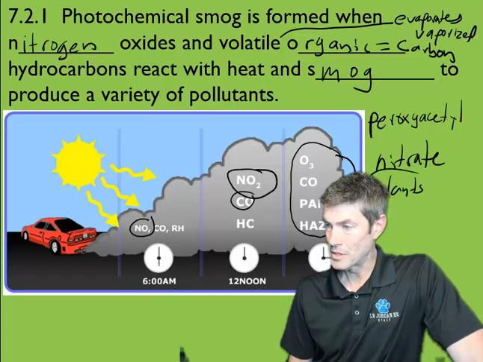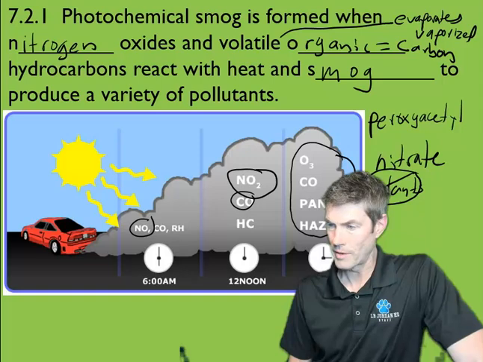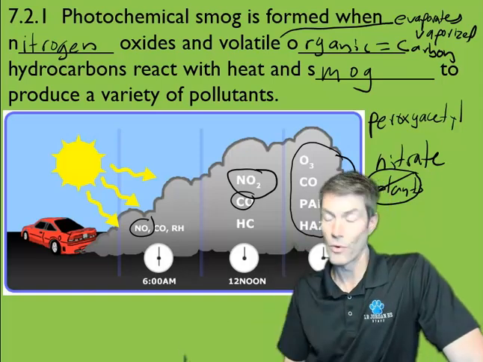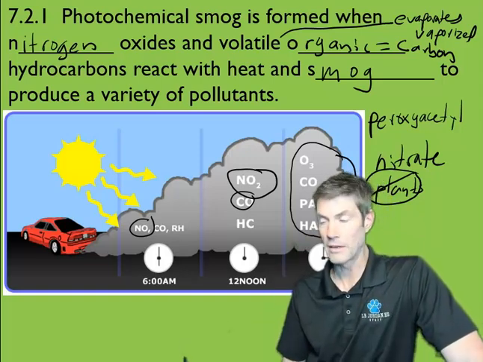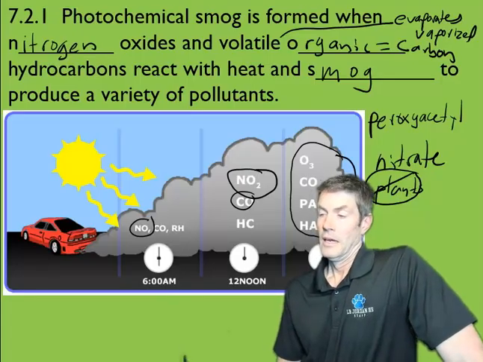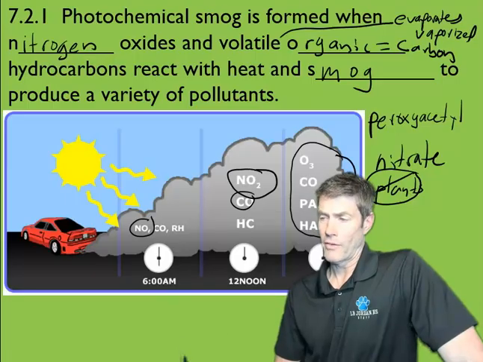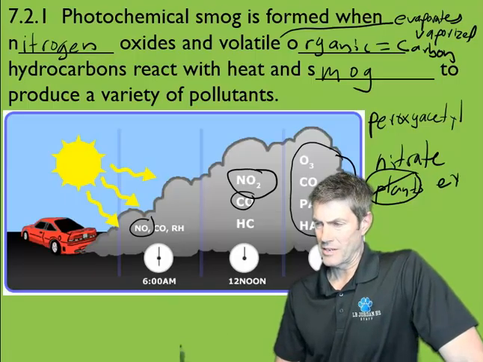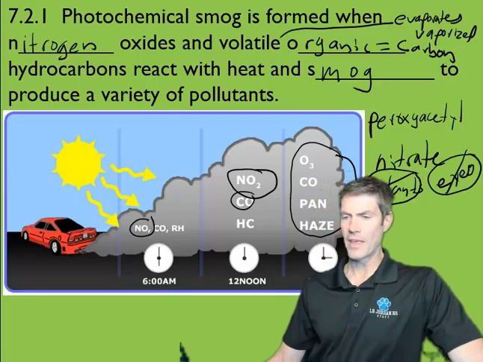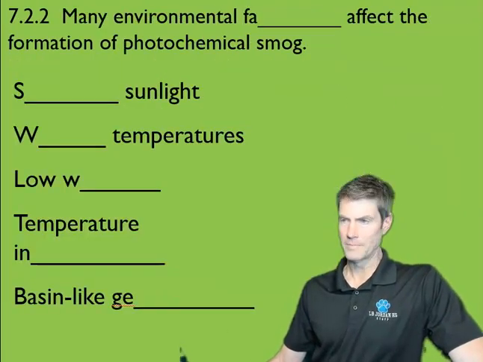And this stuff is really bad for plants. It really damages plants, so if plants are growing near the road or around the areas where we're getting a lot of photochemical smog, plants can start dying. And also these are really bad for our eyes. They're a real bad eye irritant. So your eyes really don't want to have anything to do with PAN.